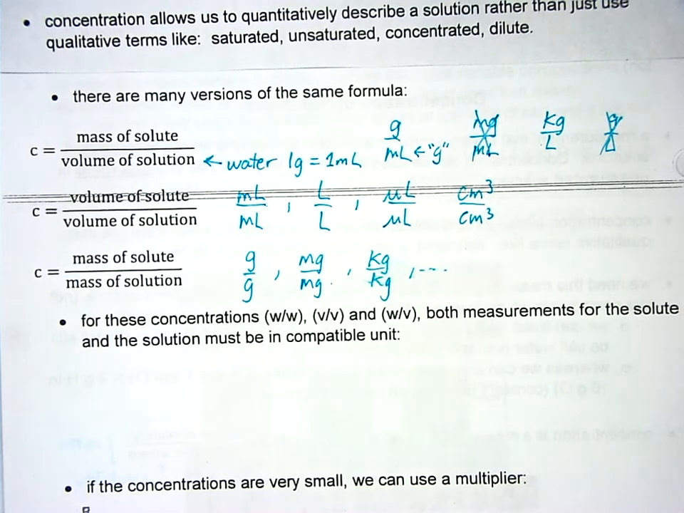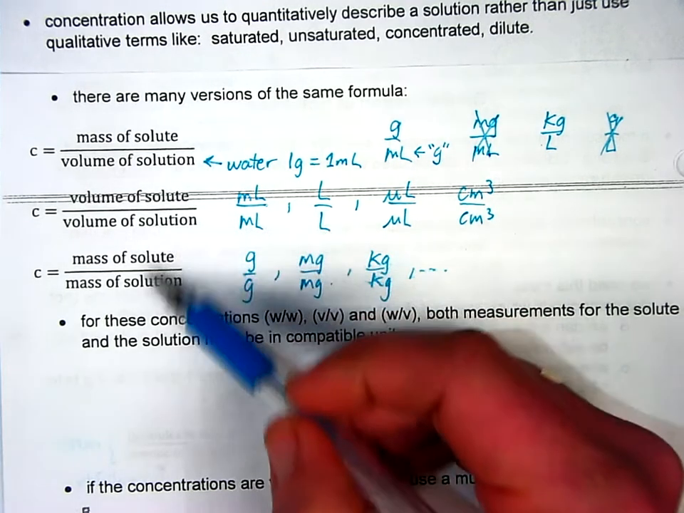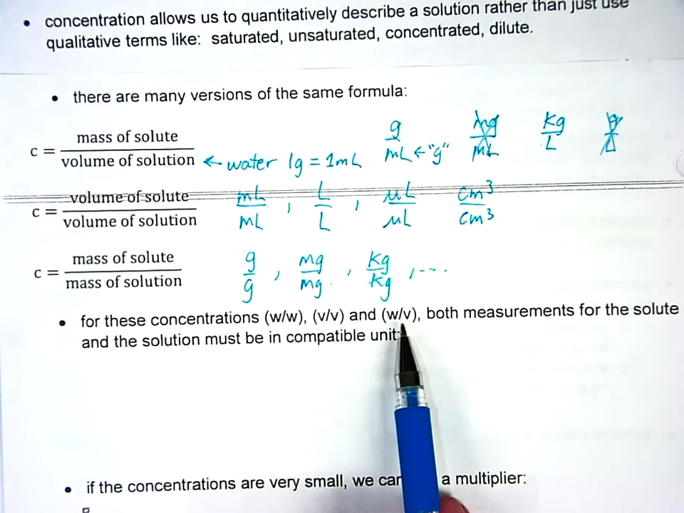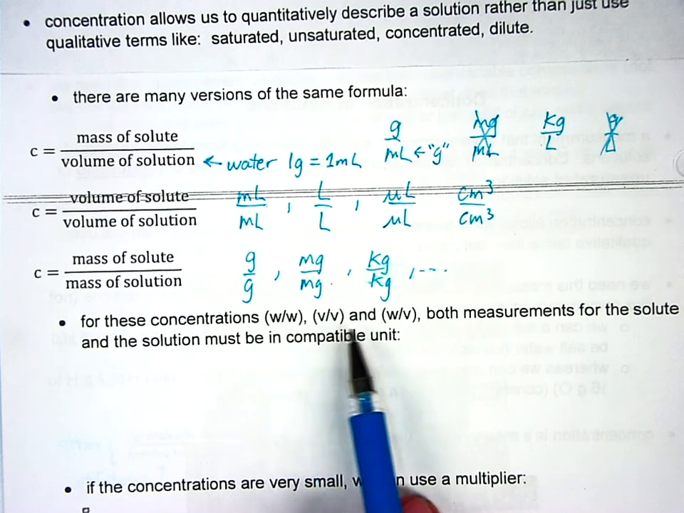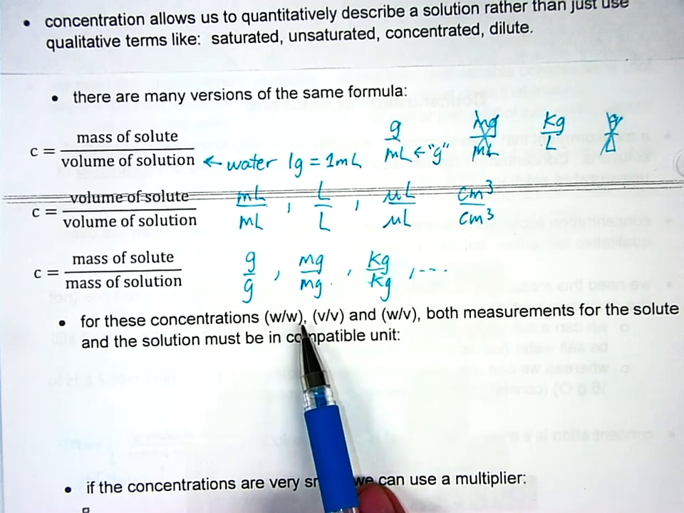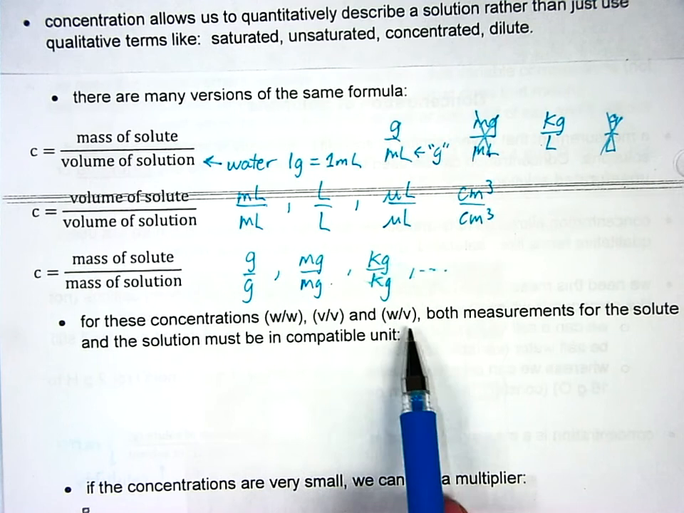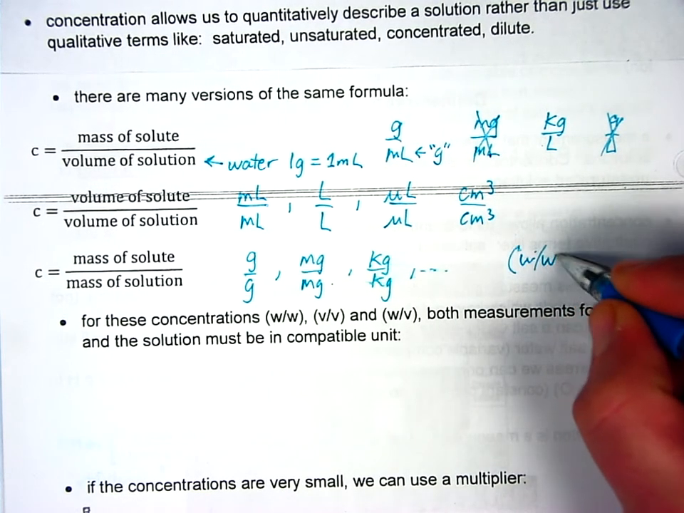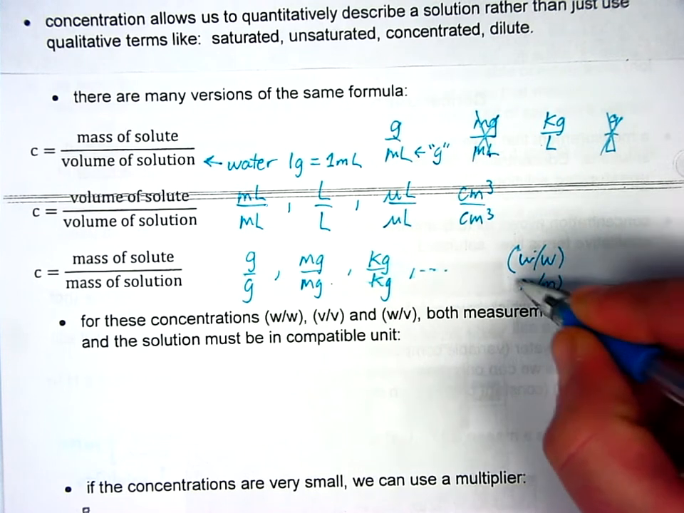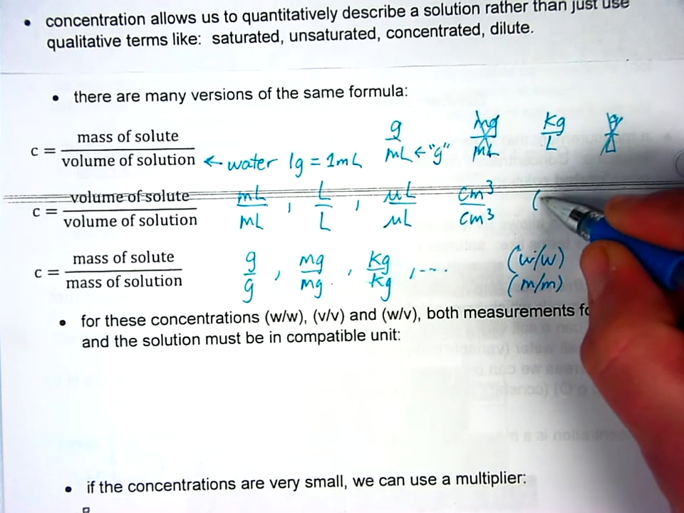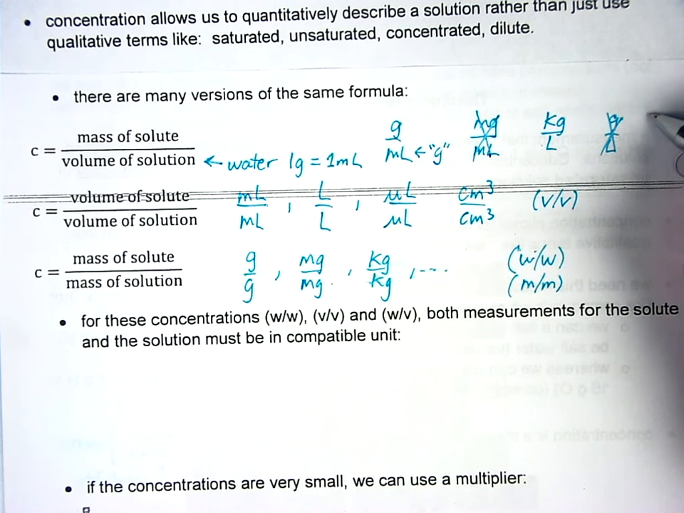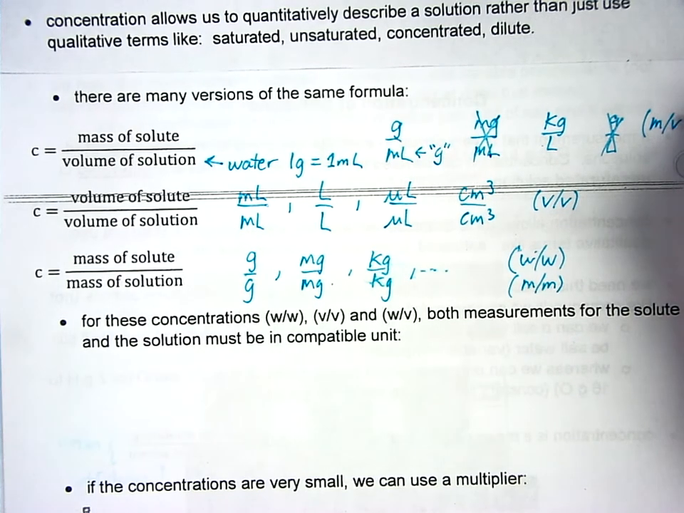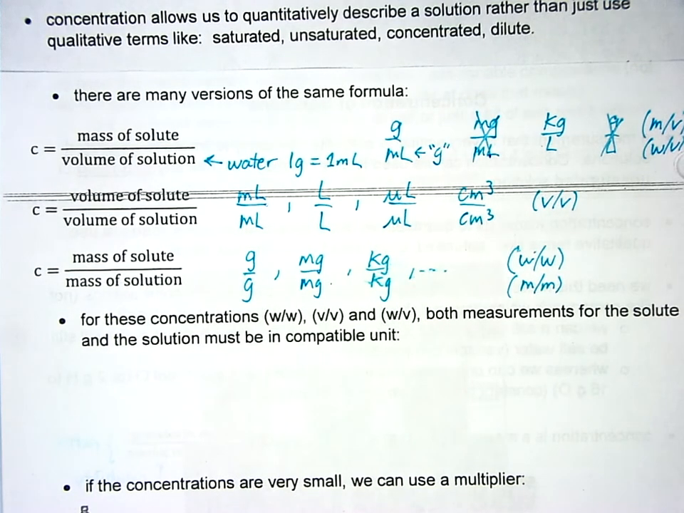The last little thing is in order to distinguish these three different concentrations, we usually use these different little descriptors at the end. So this represents weight to weight, volume to volume, or weight to volume. So this one we would write in beside it, weight to weight, or mass to mass. Sometimes we see it that way. This one would be volume to volume, just to be clear about it. And this one would be mass to volume, or weight to volume, whichever happens to be the case.